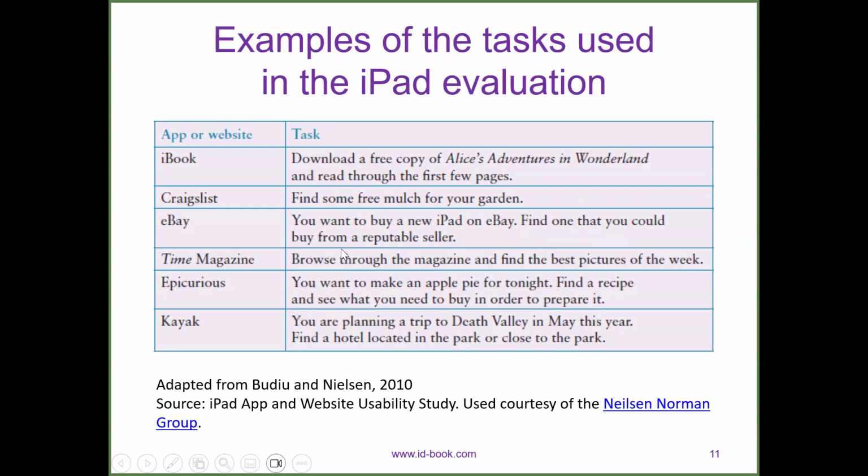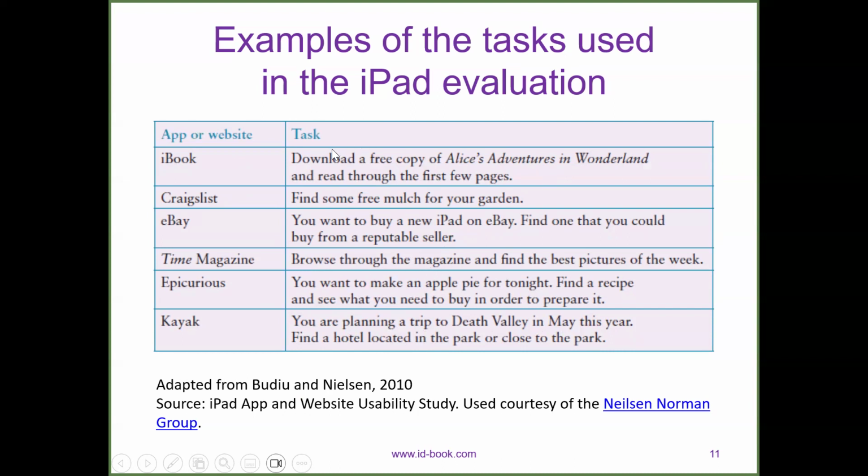The task given to them was: you want to buy a new iPad on eBay, find one that could be bought from a reputable seller. Kayak. For example, they were asked to visit the Kayak app and plan a trip to Death Valley in May this year and find a hotel located in the park or close to the park. So these were the apps on which the users were asked to perform tasks, and they were watched while they were doing so.